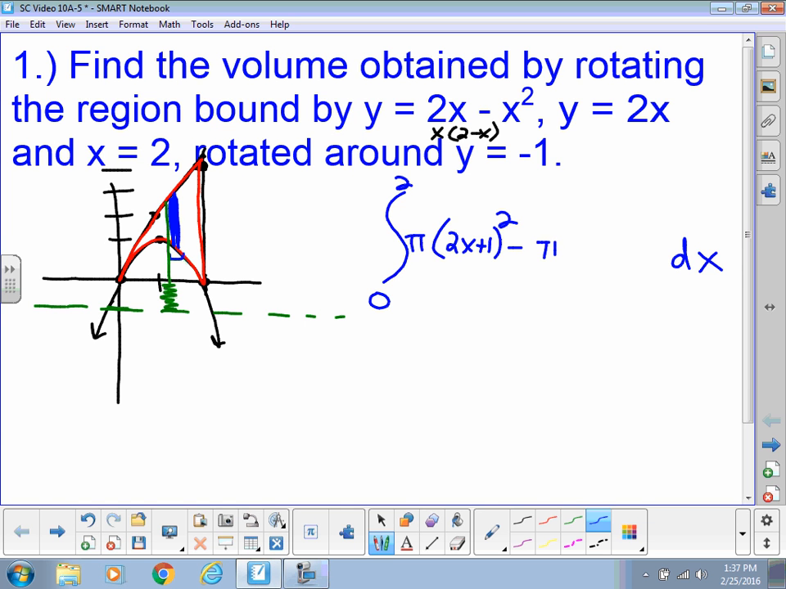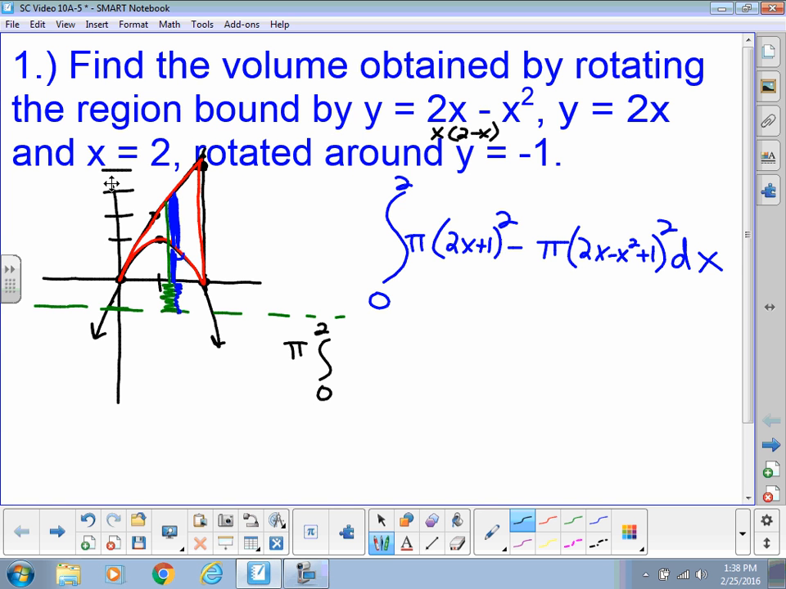Minus pi, and then we'll have our inner radius squared. Well, again, it's going to be y plus 1, but we have a different y this time. Our y now is the parabola, so we'll have (2x minus x squared plus 1) squared. And now we've just got to solve our integral that we have set up. So we'll pull the pi out front. We'll be from 0 to 2.